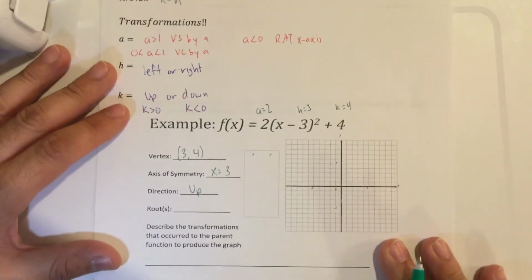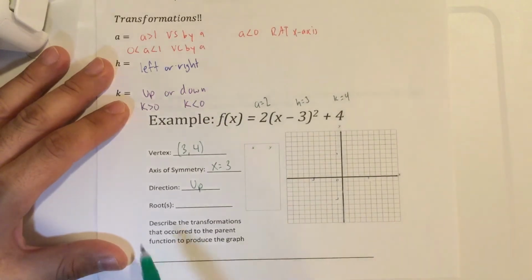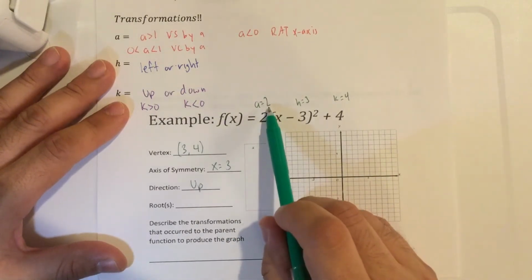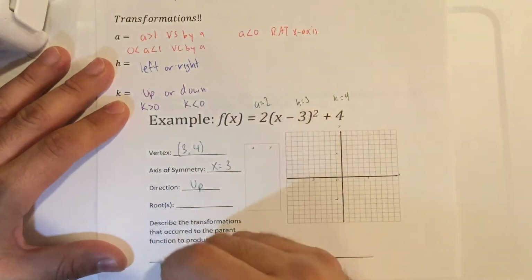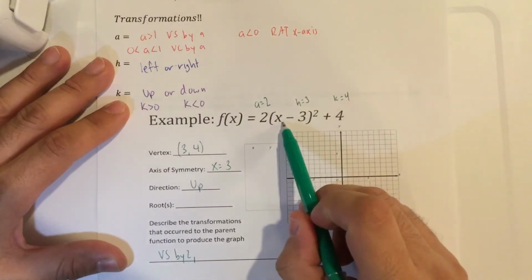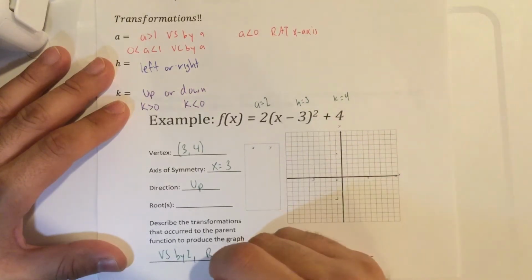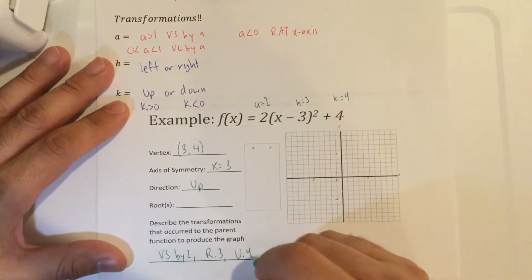Now for the roots, I'm going to go ahead and get that from the graph. But let's go ahead and see. It says describe the transformations that occur to the parent function to produce the graph. First we're going to look at a is 2. So a is greater than 1, so that's a vertical stretch by 2. Right here, it's the opposite of what we see. So instead of saying left, it actually moves to the right 3, because the h is positive 3. And then last, k is positive 4, so it moves up 4 units.